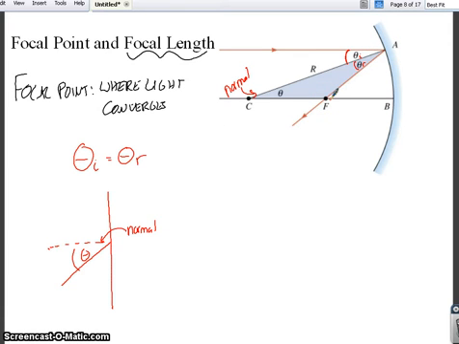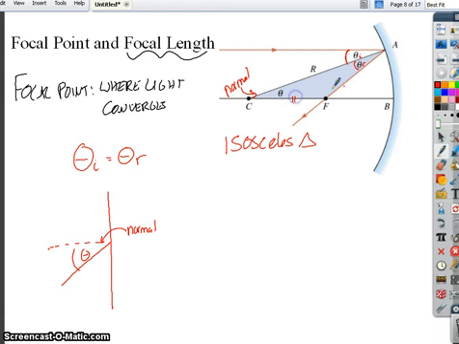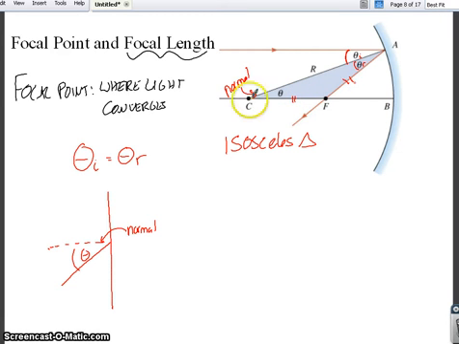And as you can see here, we have a picture. This blue shaded area is an isosceles triangle. It's an isosceles triangle because it has two of the same angles. So if these two angles are the same, then that means these two distances are the same as well. This distance is exactly equal to this distance.